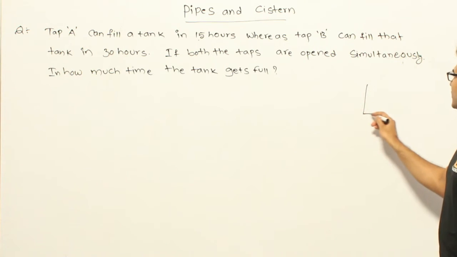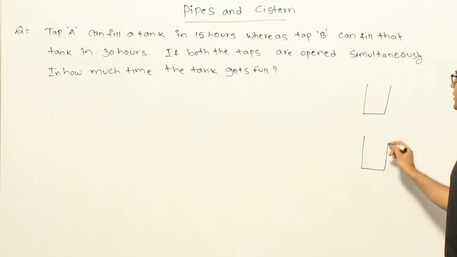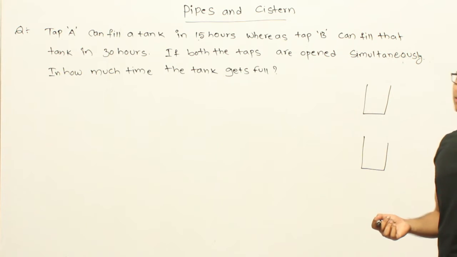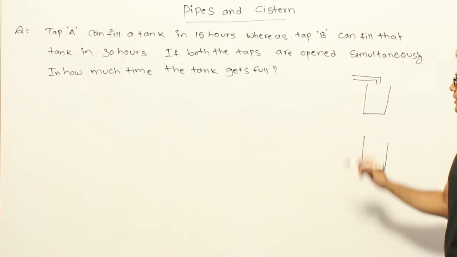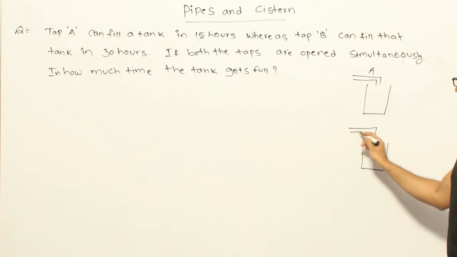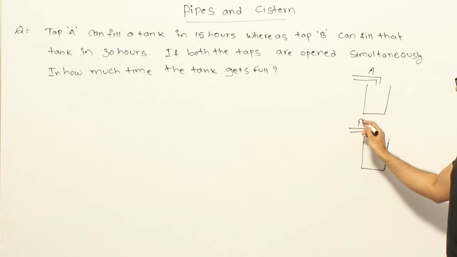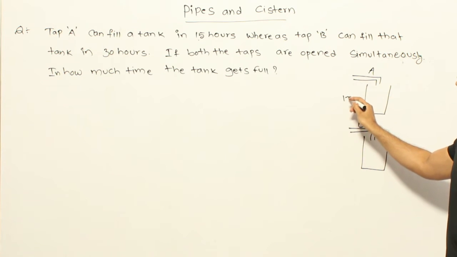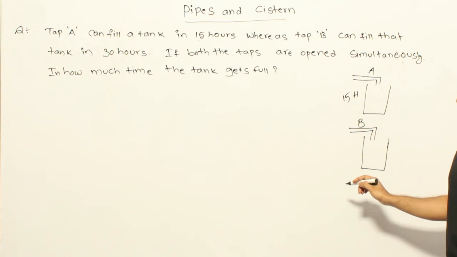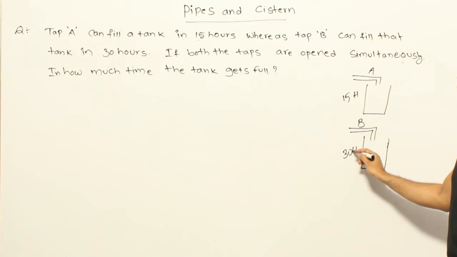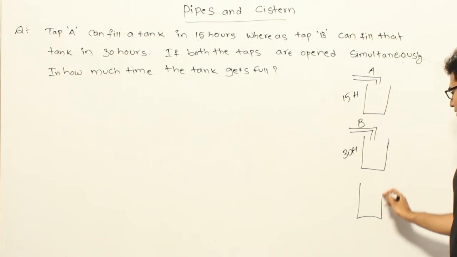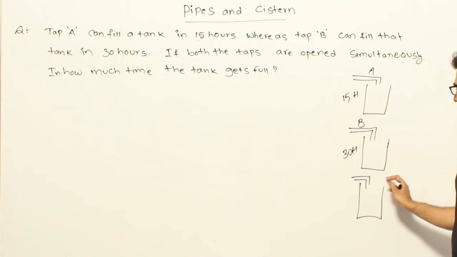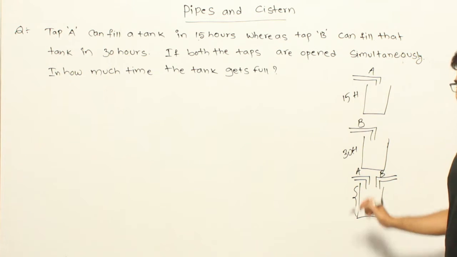You can think of it this way. The same tank, which is initially empty, that is the assumption you have to make there, even though it is not given. So from the empty state we are trying to fill it with tap A and tap B. If you leave tap A open, it is going to take 15 hours to fill it, and if you leave tap B open, it is going to take 30 hours to fill it. Now they are saying that if both of them are open simultaneously, which means if you take the same tank and open both tap A and tap B simultaneously, then how long is it going to take to fill the tank?